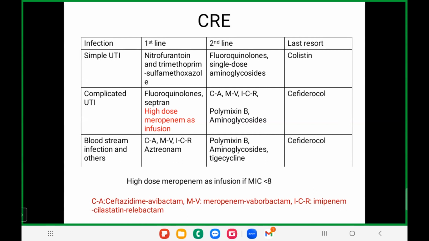So for CRE, you have very few options, and basically the drugs available for CRE are ceftazidime avibactam, meropenem vaborbactam, and the imipenem combination with avibactam. And if they are not working, if they have become resistant, then you have very few options, with polymyxin B in combination with tigecycline, and the last resort is cefiderocol.